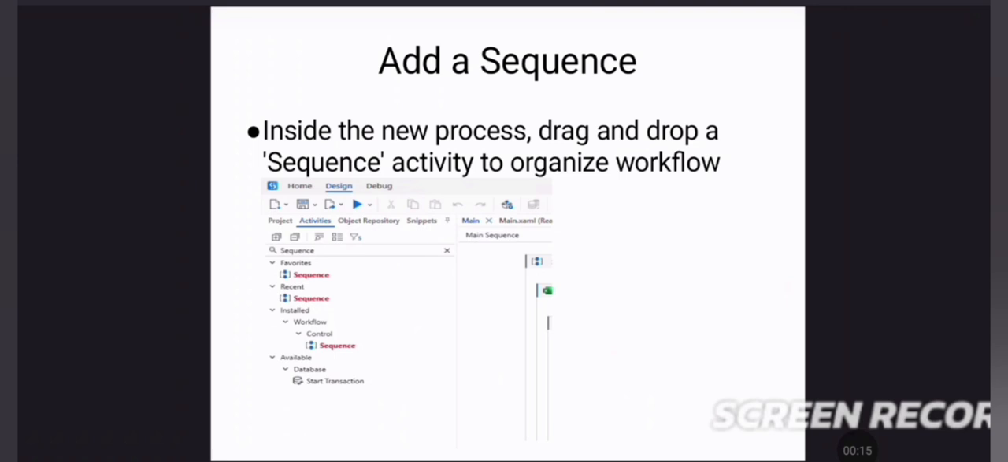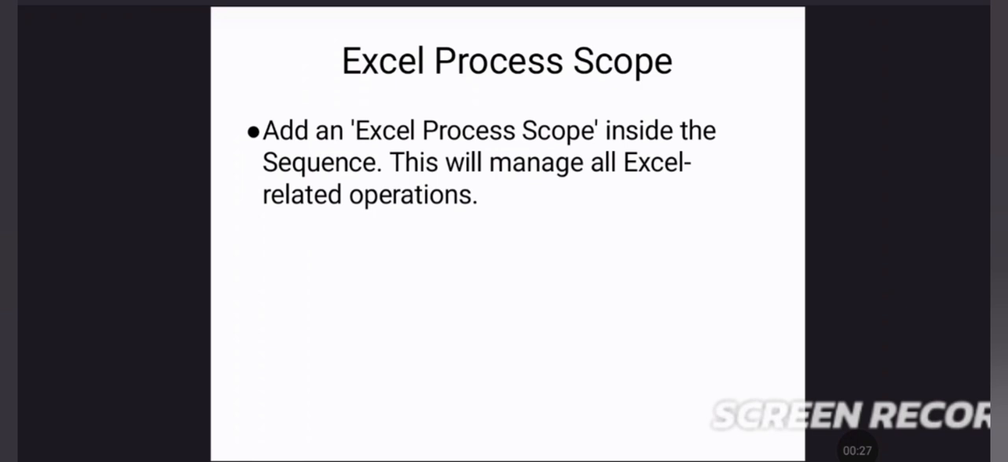Once the project is created, we add a sequence activity. The sequence is the main container that allows us to organize workflow steps one after another in a logical order. Inside the sequence, we add an Excel process scope. This makes sure UiPath can open, use, and close Excel properly while performing automation tasks.